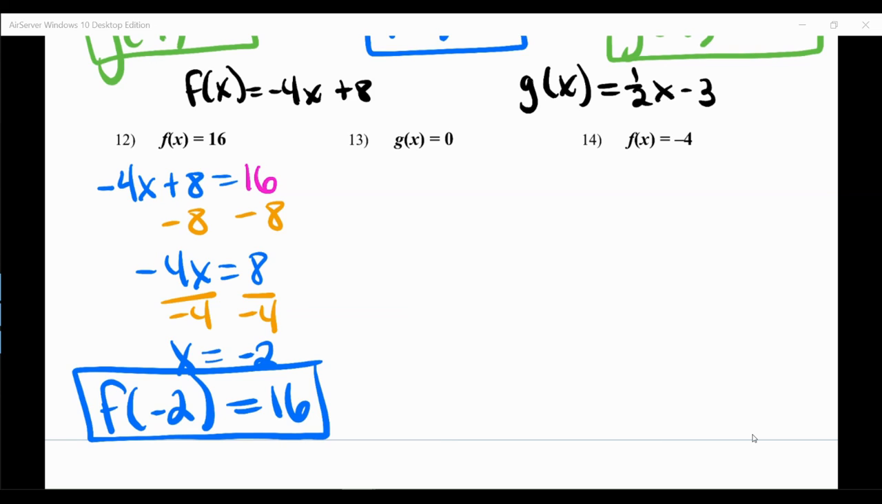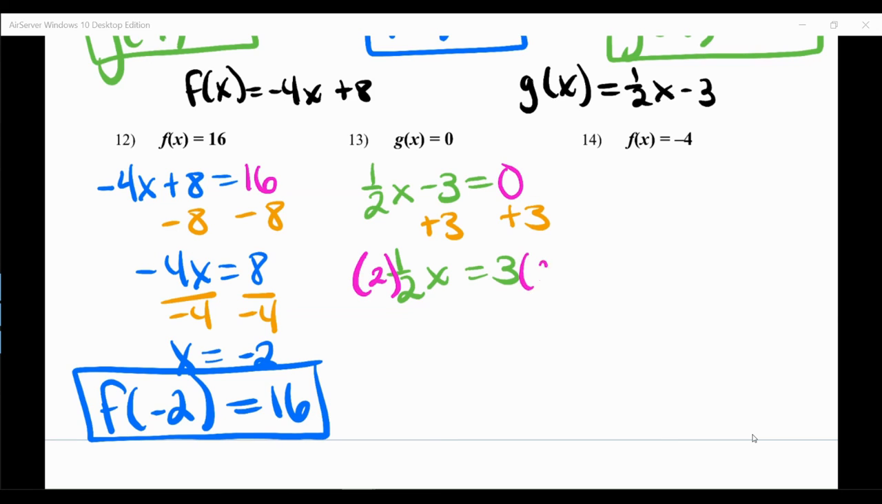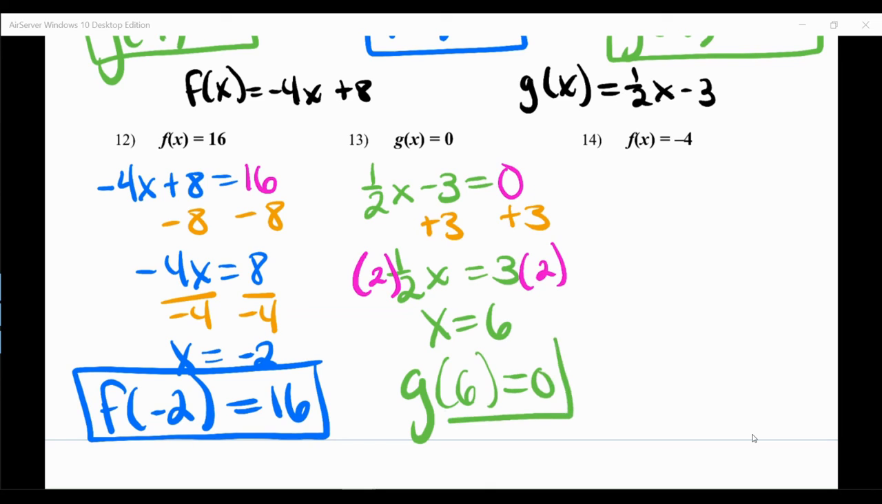Let's try g of x. So g of x equals 0. So we're going to substitute 0 for g of x and solve for x. So we would add 3 first. One half x. So to solve, we would multiply both sides by 2, and get x equals 6. So the function notation would be g of 6 equals 0.